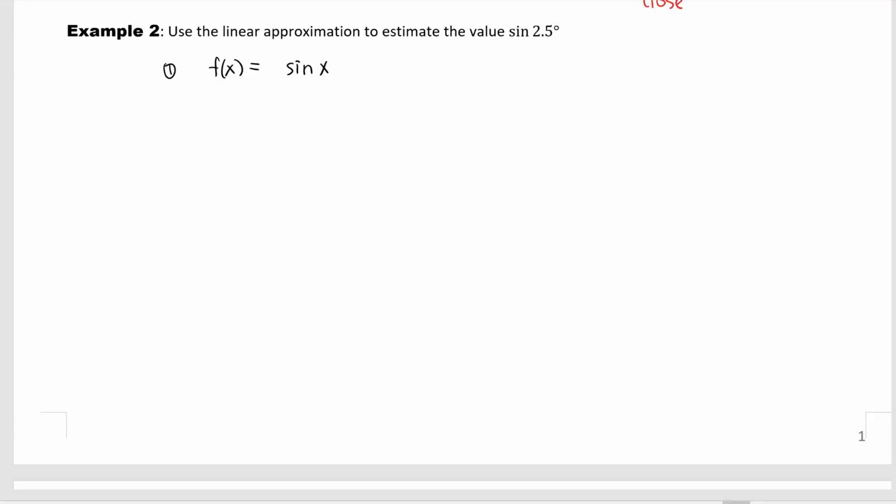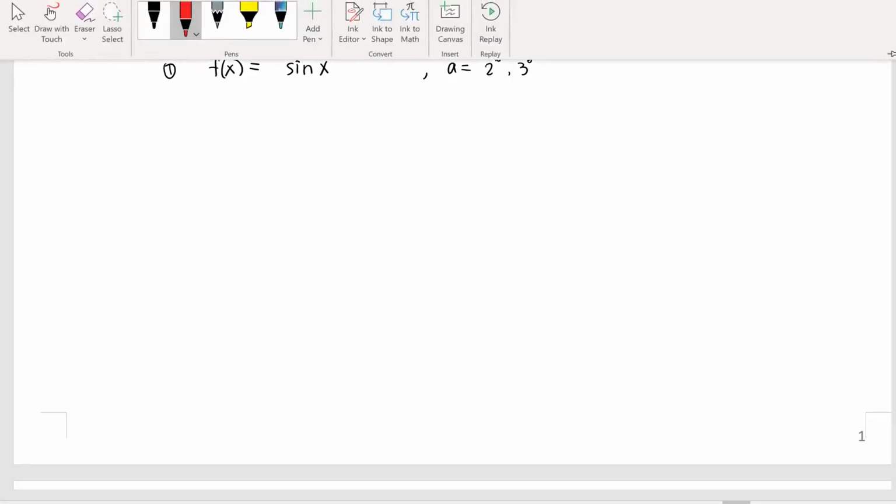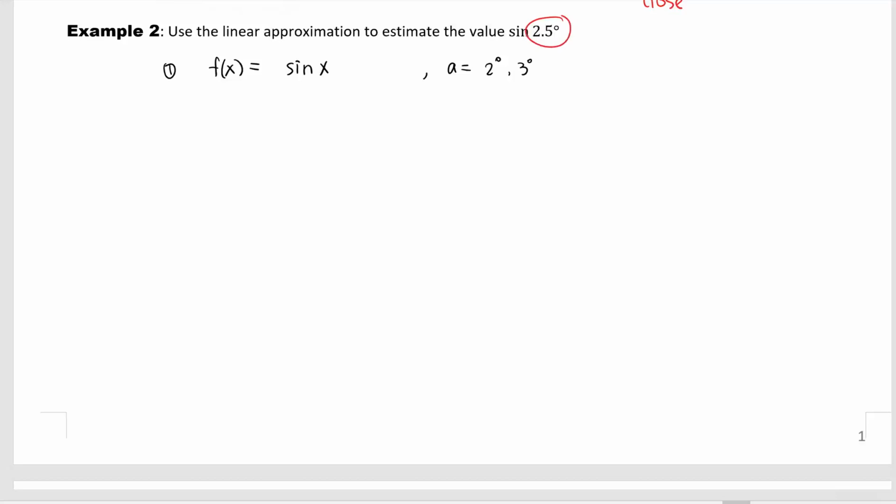And what is the good number? Well, what is the good number? Do you put like 2 degrees or 3 degrees? No, neither. Okay, so let's come back and look at what 2.5 degrees is.